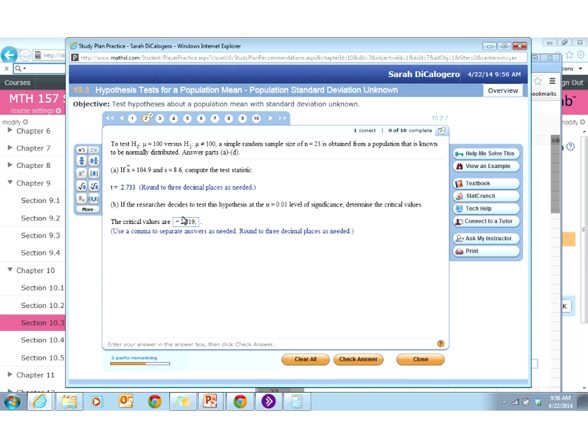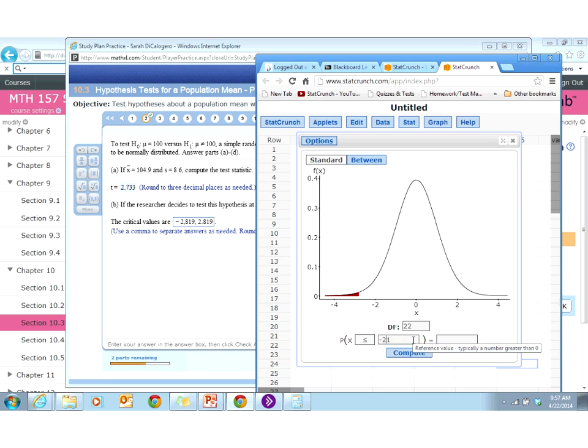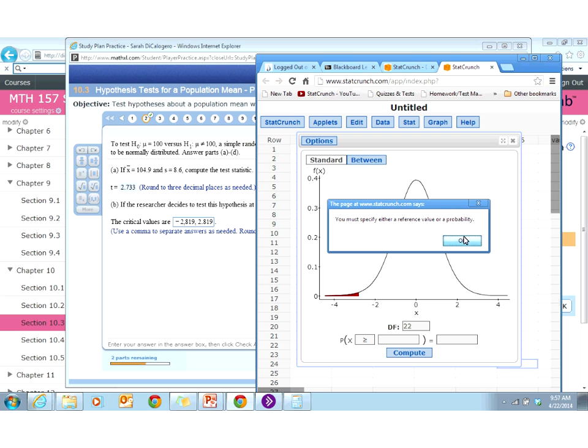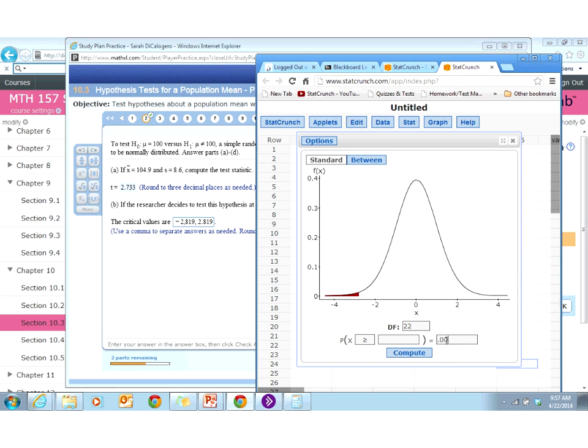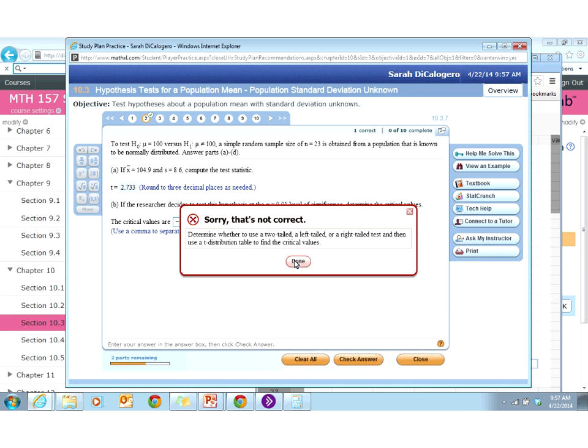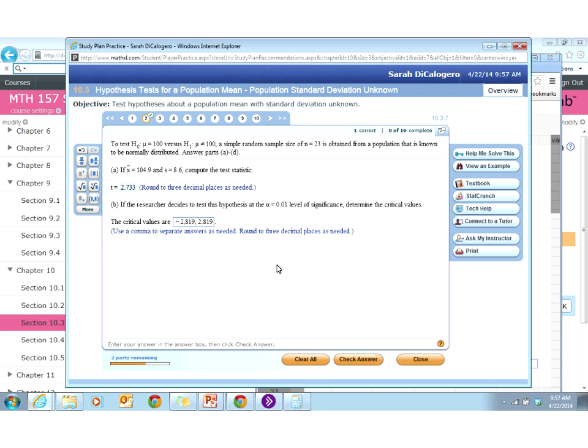Now remember, these are symmetric, so the other one should be 2.819, but we can check that by deleting this, going to the other side, and referencing 0.005, then it gives you 2.819. All right, why does it not like our answers? Oh, look what I did here. I put a comma instead of the actual number in.